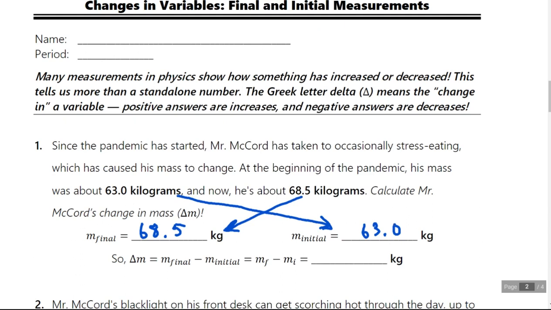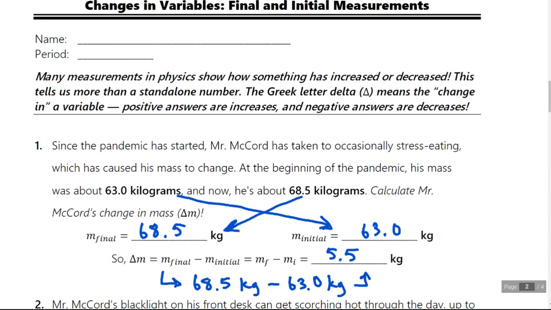So if I want to know how much my mass changed by, all I have to do is take the final mass minus the initial mass. So I'm going to take 68.5 minus 63.0. Let's write that out here: 68.5 kilograms minus 63.0 kilograms. If you've got some good mental math or a calculator handy, you can just work this one out. 68.5 minus 63.0 should come out to be about 5.5 kilograms.